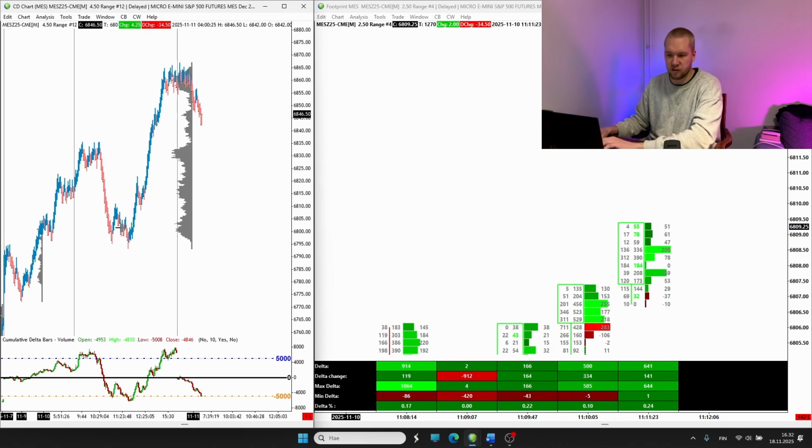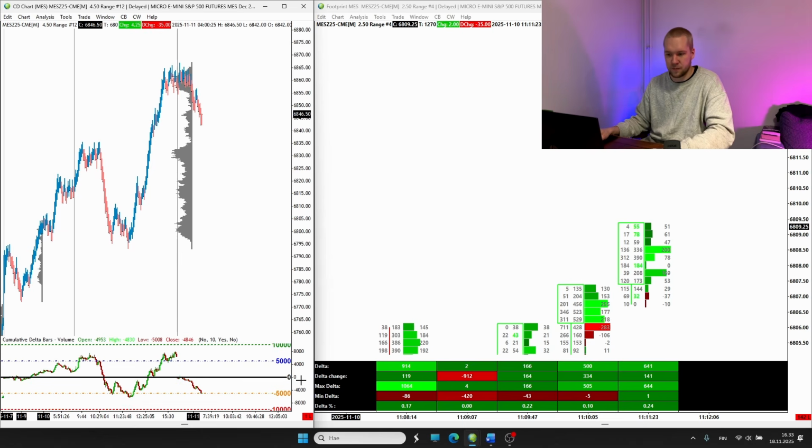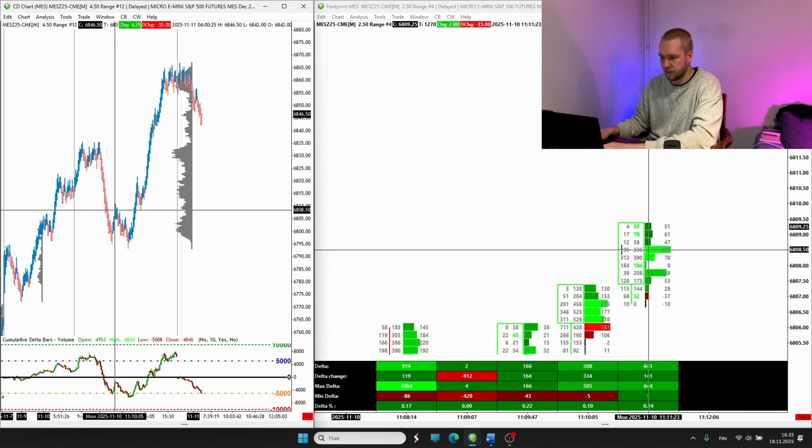So if you entered on the first try and price is coming down, try to keep that phrase in mind: unfinished business. Sellers just have some unfinished business which they have to resolve here on the second drop. So let's look at that on the footprint.